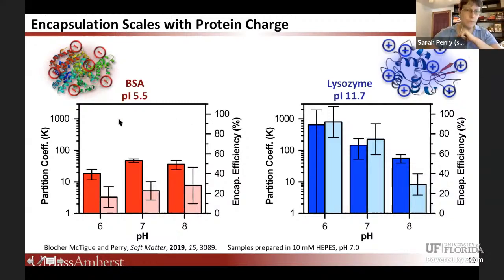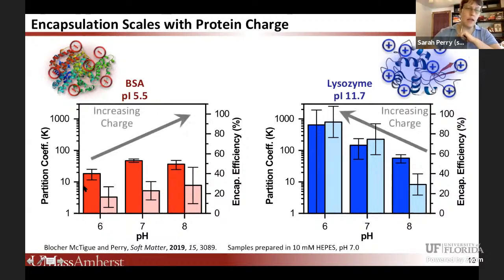So if BSA has an acidic isoelectric point, what that means is that as I increase in pH, I'm going to increase the net charge of the protein. It's going to get more and more negative. And as we do that, we see a commensurate increase in the partitioning. Again, intuition's working for us. The same thing will work if you take a cationic protein like lysozyme. In this case, though, you're going to be going down in pH in order to increase the charge.